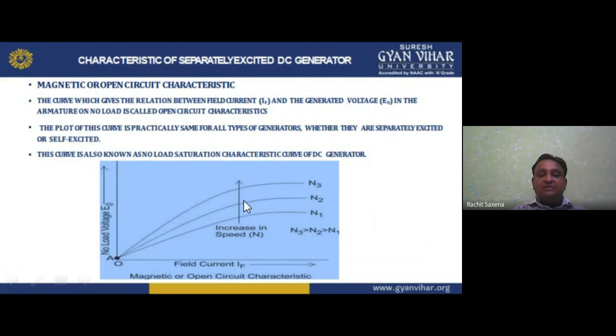Now after this, we are having the sliding. This shows the increase in the speed. So we can say N3 is greater than N2 is greater than N1. This is the magnetic or open circuit characteristic, where we are having two coordinates: one is the no load voltage generated in armature, and another is the field current. We are making this for identifying the no load saturation characteristic, or we can say magnetic characteristic or open circuit characteristic.